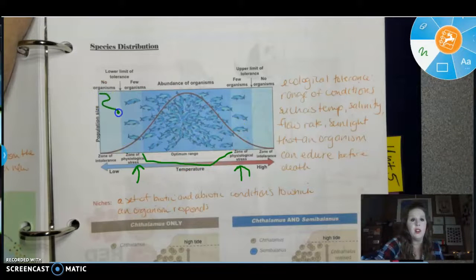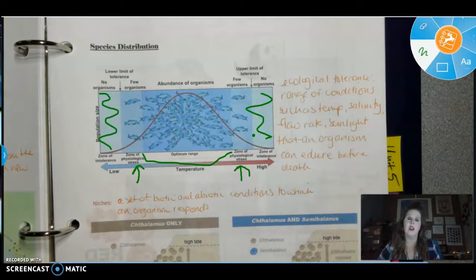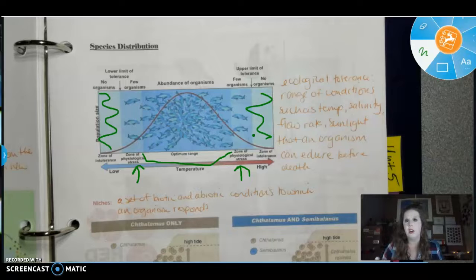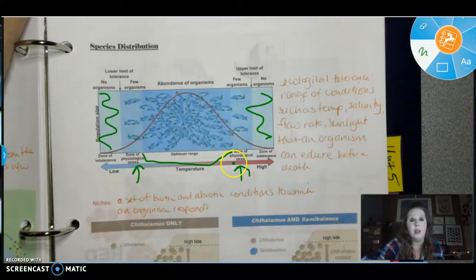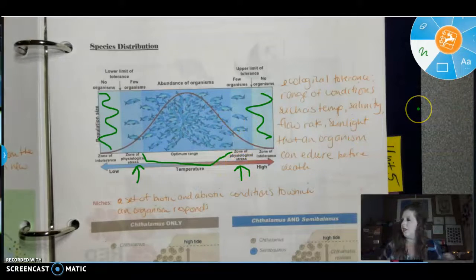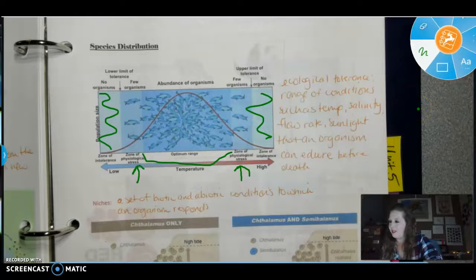Now, when you get to the very end, right here is the zone of intolerance. These conditions are way too extreme for any of our organisms to be able to survive in those conditions. So this could be temperature, it could be salinity levels, sunlight, the flow rate of water, lots of examples.